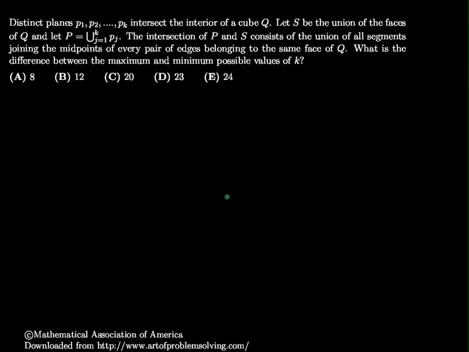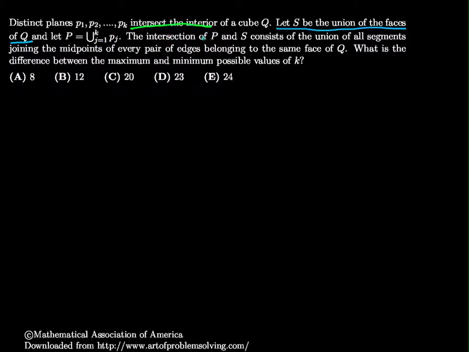Okay, 2012 AMC. This was problem 22 from the AMC12A, and it says distinct planes P1, P2, all the way up to PK, intersect the interior of a cube Q. Okay, that's important. Let S be the union of the faces of Q, and let P equal the union of all K planes.